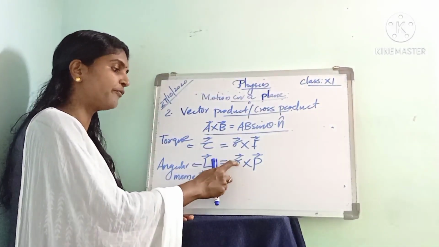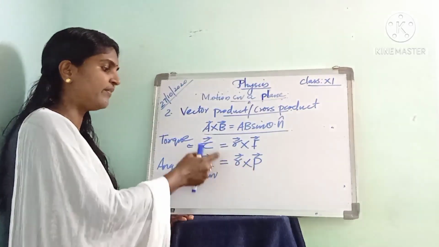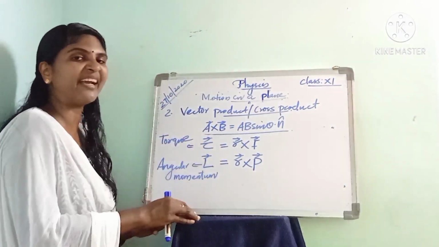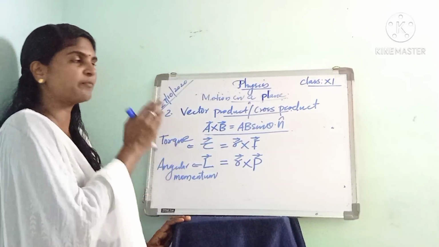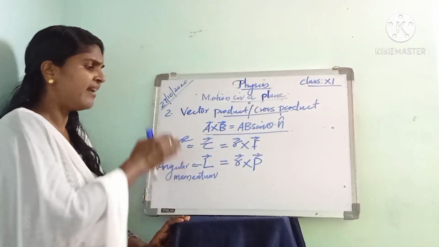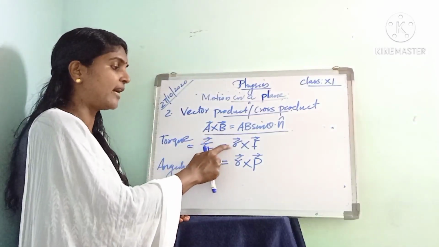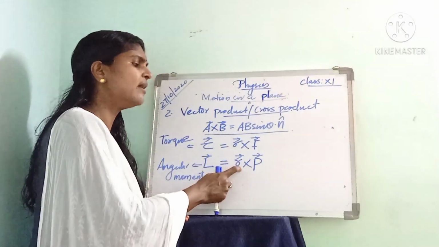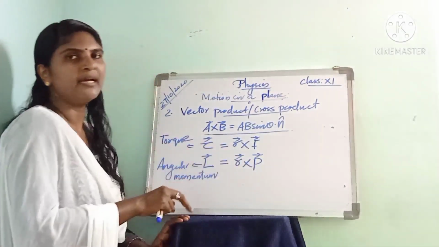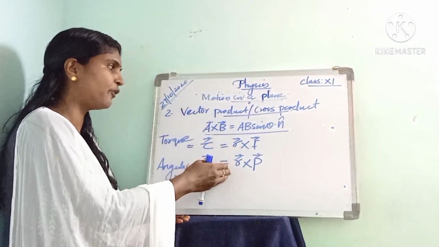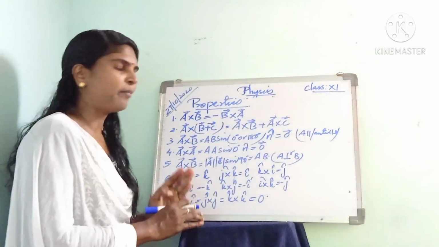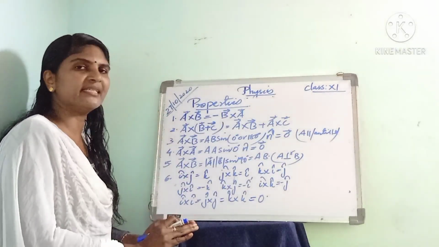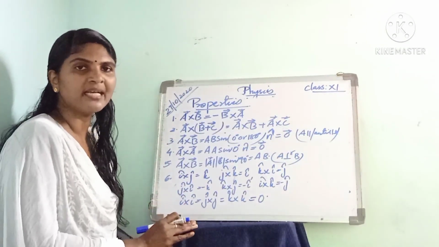After taking the cross product of position vector and linear momentum, we will get angular momentum, which is again a vector quantity. So we can say the cross product or the vector product of two vectors must be a vector quantity. The torque can be represented as the cross product of position vector and force. Angular momentum can be represented as the cross product of position vector and linear momentum. These are the examples for vector product. Next, the properties of vector product or the cross product. First, the vector product is anti-commutative.